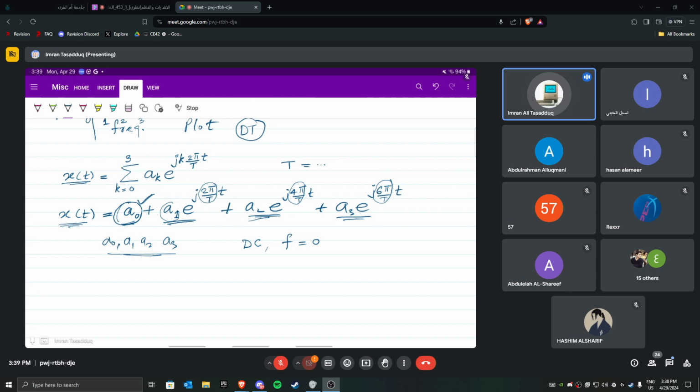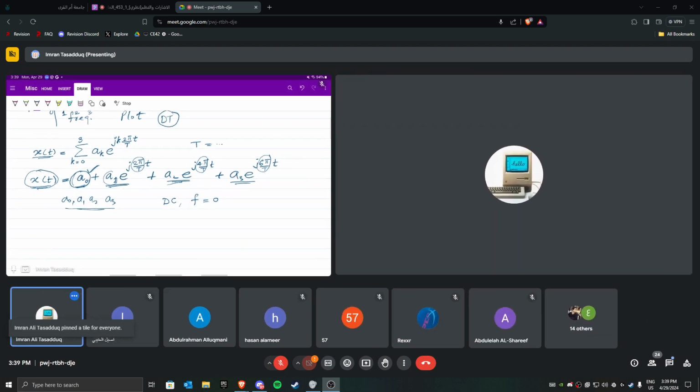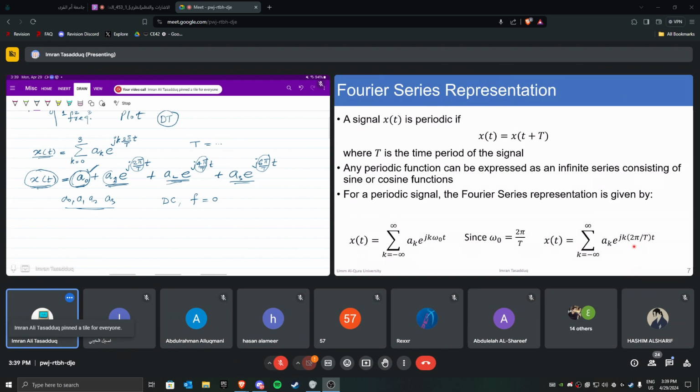So the problem reduces to finding a naught, a1, a2, a3. Whenever you have a signal x of t, and the question says to expand its Fourier series or find its Fourier series components, basically you have to find a naught, a1, a2, a3, and so on. All right.